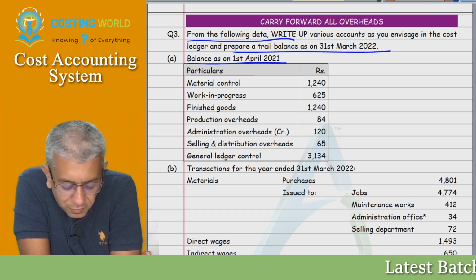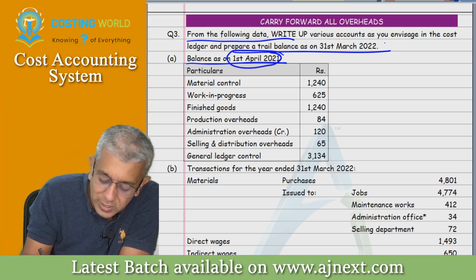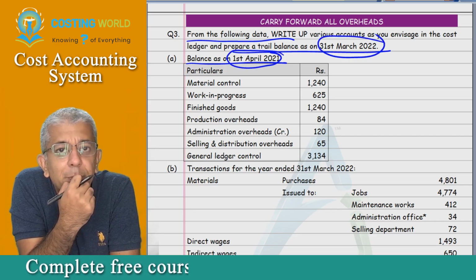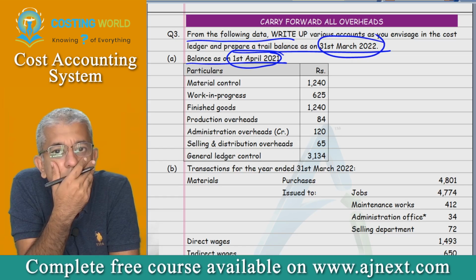Balance as on 1st of April 2021. Just a sec. Can you say this is the opening trial balance and the closing trial balance has to be prepared on this particular day? It means in this case we are trying to prepare or pass the entries for the transactions for 1 year, no? Yes.